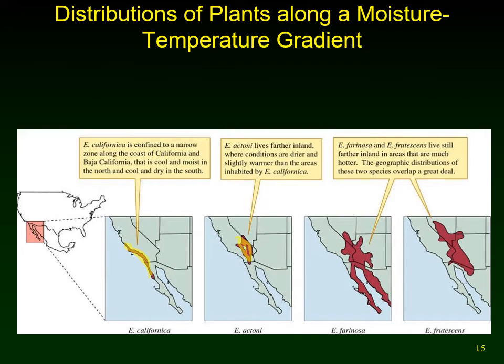And then we have Farinosa and Fruticosa, and they overlap quite a bit in their distributions in the area where we've got quite a bit of dry desert. And so that's the area where that video was taken. And then the concern is, well, how can they compete with each other in such an environment?